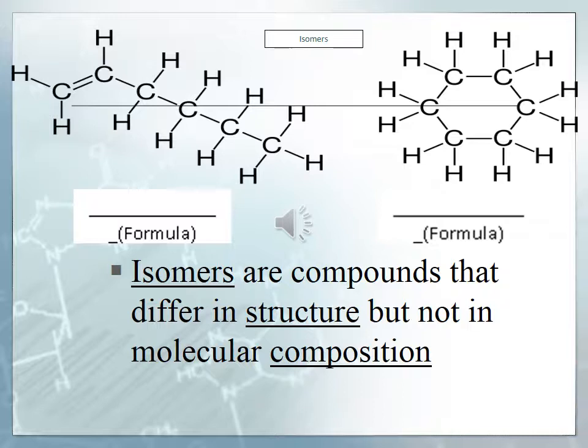6 carbons and 12 hydrogens. That's right. But they're 2 different compounds. Isomers are compounds that are different in structure, but not in molecular composition. So they both have 6 carbons and 12 hydrogens.